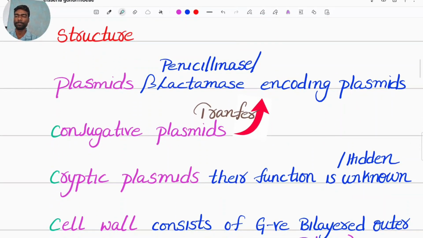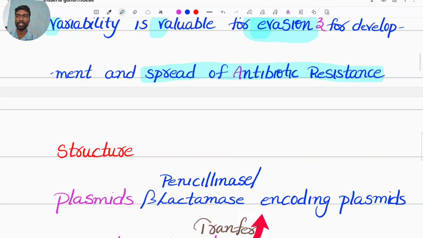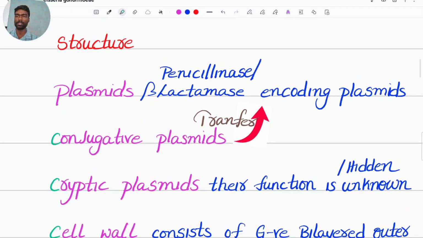Next, coming to the genetic material through which it transmits this antibiotic resistance property from one strain to a different strain: plasmids. Which plasmid? Beta-lactamase or penicillinase encoding plasmids. We give penicillin to destroy Neisseria gonorrhoeae, but it has a plasmid with penicillinase or beta-lactamase. It binds to the cyclic amide bond of the beta-lactam ring of penicillin and destroys penicillin. So penicillin can't do anything. Hence it is called penicillin-resistant Neisseria gonorrhoeae because of the presence of this plasmid.